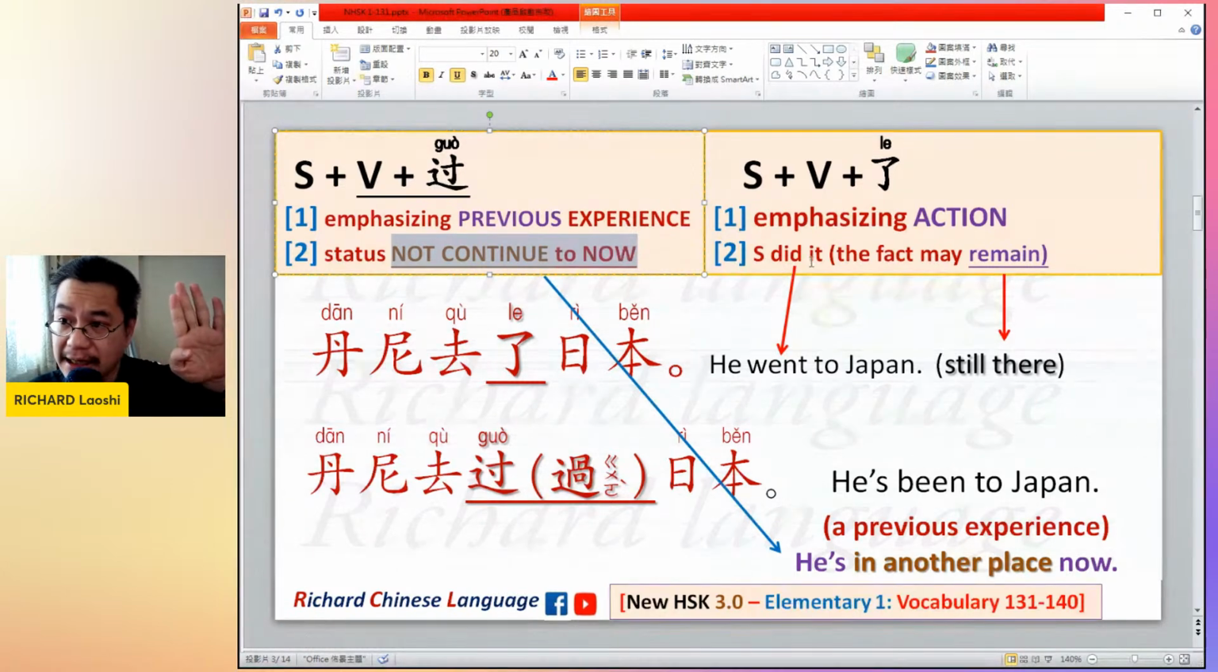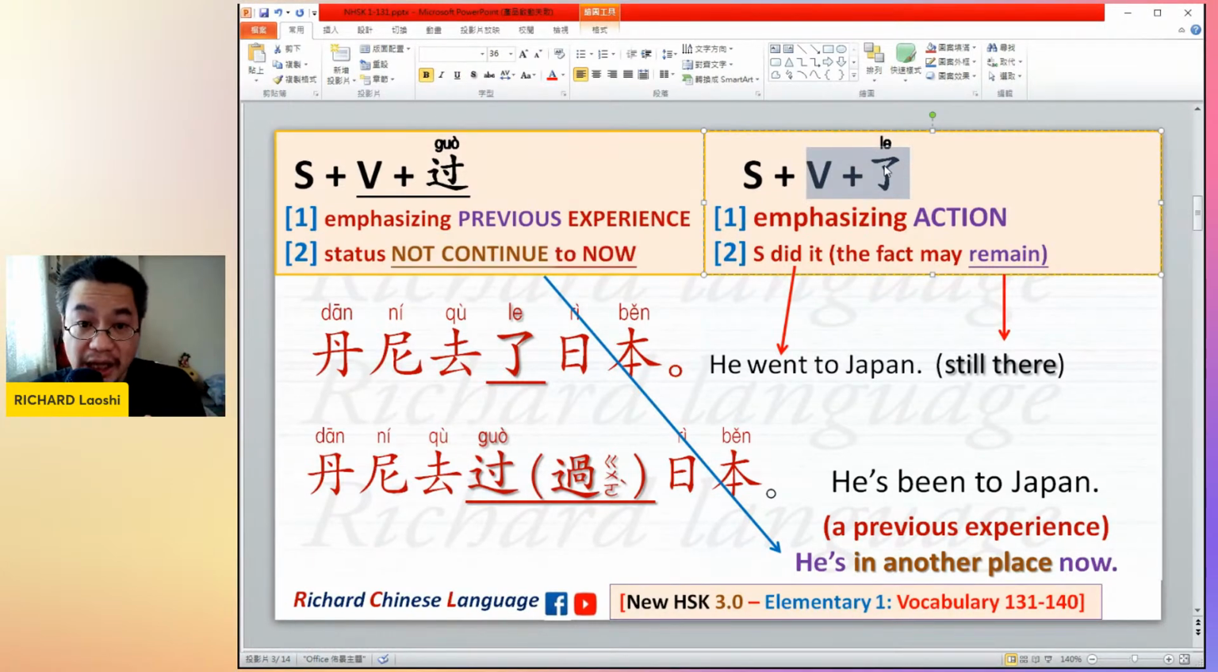And some of you may ask me the question, teacher, then how about the verb plus 了? What's the difference? Some teachers told us 了 also means the past. So what's the difference?